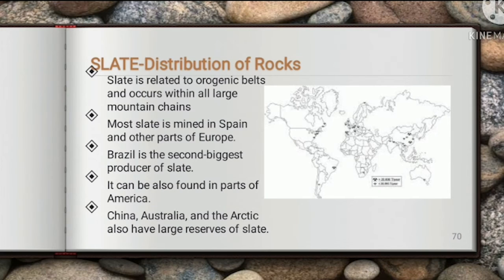In Europe, most slate is mined in Spain. It is also mined in the United Kingdom and parts of France, Italy, and Portugal. Brazil is the second biggest producer of slate. In the Americas, it is also found in Newfoundland, Pennsylvania, New York, Vermont, Maine, and Virginia. China, Australia, and the Arctic also have large reserves of slate.